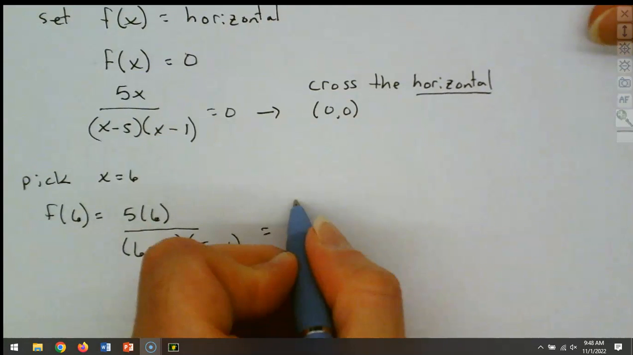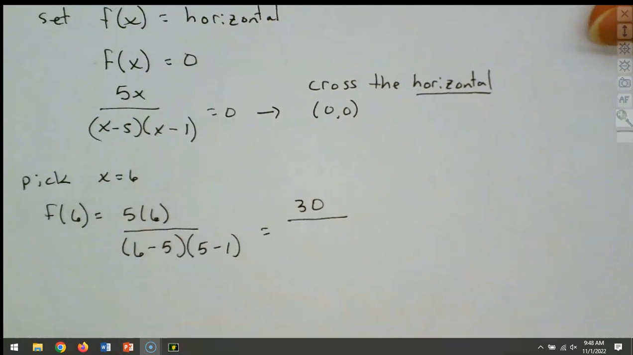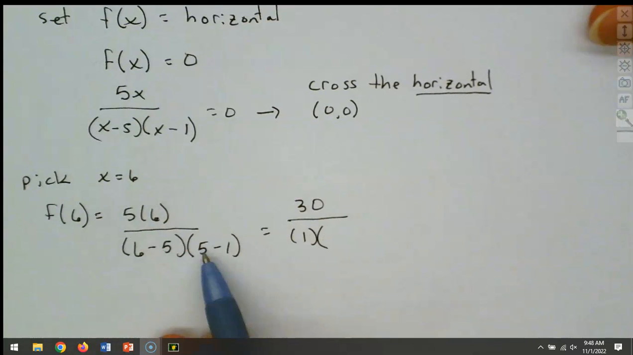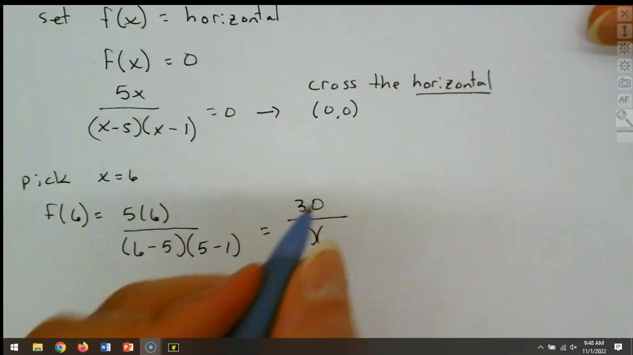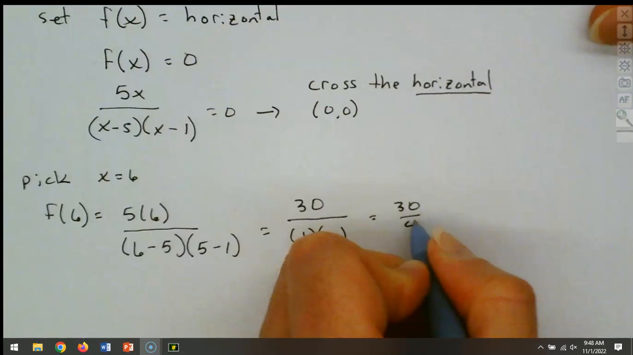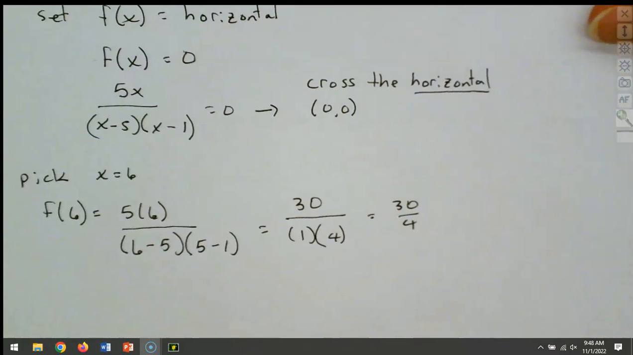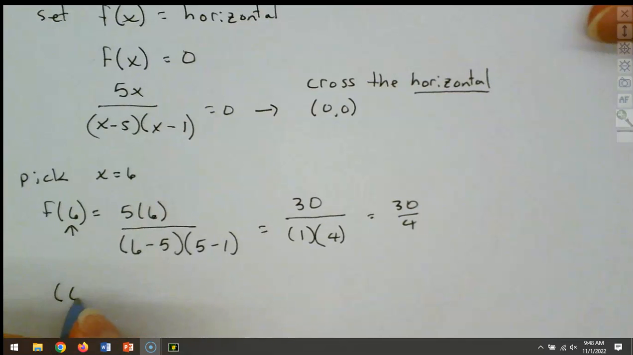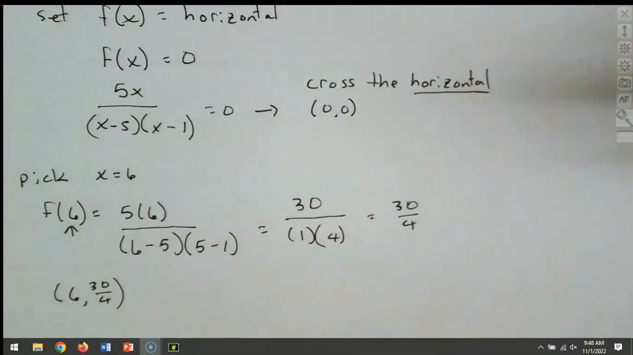5 times 6, well, that's 30. 6 minus 5, that's a 1. 5 minus 1, that's a 4. And that's 30 over 4. So what's my new ordered pair look like? Remember, this is your x. X is going to be 6. Why is that 30 over 4? Now, what's 30 over 4 in our calculator? I believe that should be 7.5, right?